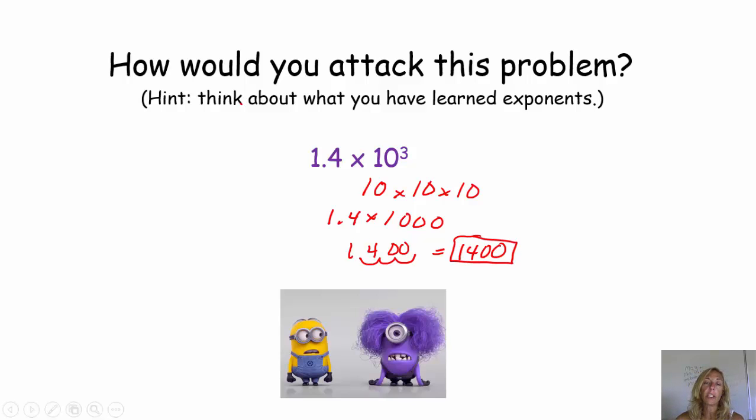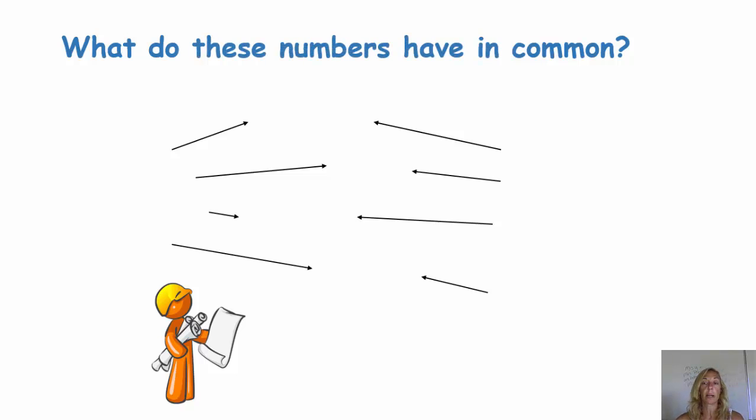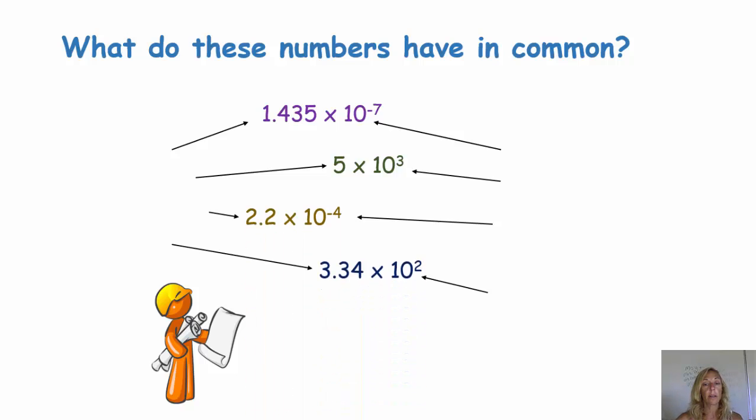So now think about what we just did with exponents and apply that to what you're going to learn next. First thing I want you to do is take a look at these numbers that I'm going to show you, and try to figure out what they have in common. We have 1.435 times 10 to the negative 7th, 5 times 10 to the third, 2.2 times 10 to the negative 4th, and 3.34 times 10 to the second.